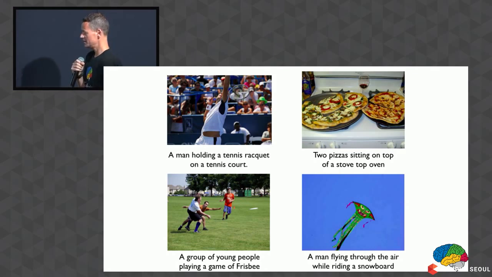But also, if you look at the last example, a man flying through the air while riding a snowboard. Okay, not really. You know, it's a kite, right? But it could be a man on a snowboard, right? Could be. But it's just amazing how within Google we had a demo that people could put in random pictures and just see what it gets.